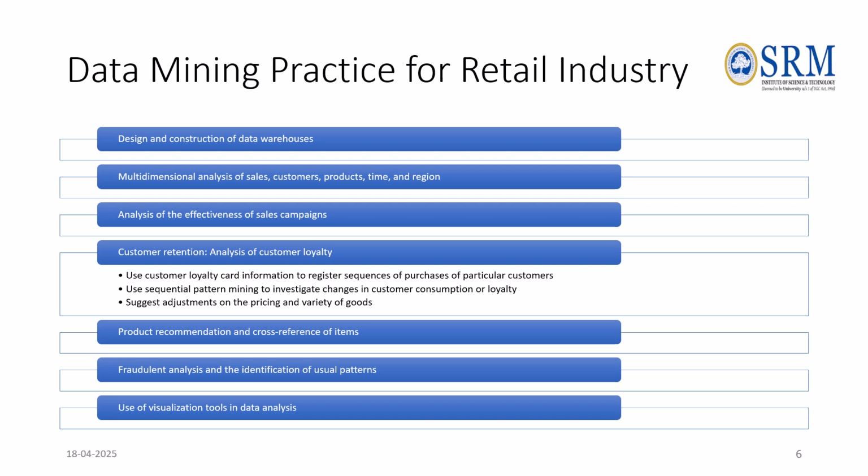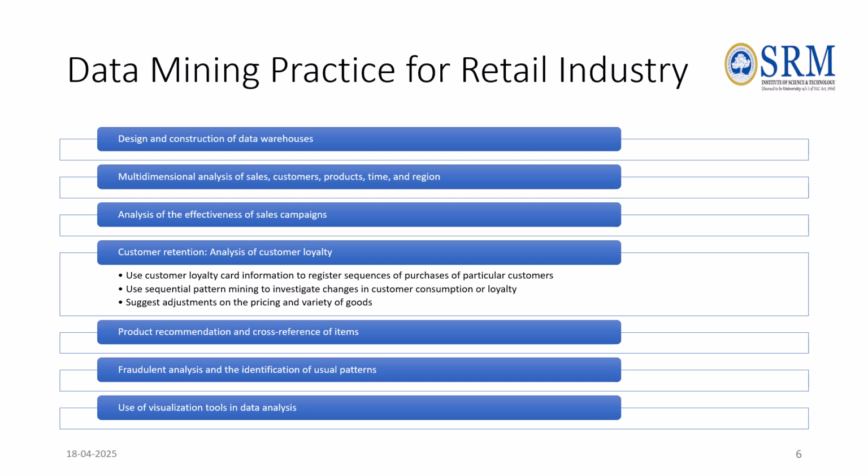Fourth one, the customer retention analysis and of customer loyalty. We can use the customer loyalty card information to register sequences of purchases of particular customers. Customer loyalty and purchase trends can be analyzed systematically. Goods purchased at different periods by the same customers can be grouped into sequence. Sequential pattern mining can be used to investigate changes in customer consumption or loyalty and suggest adjustments on the pricing and variety of goods to help retain customers and attract new ones.